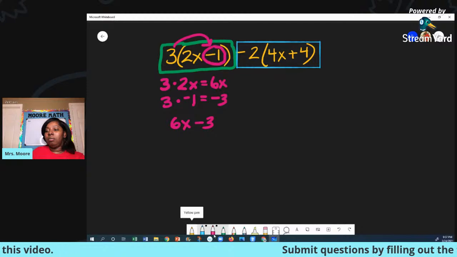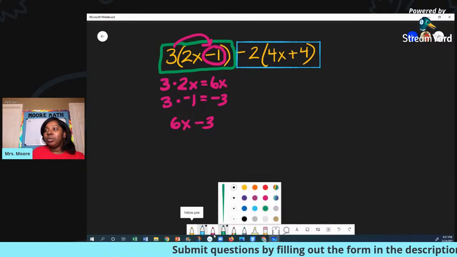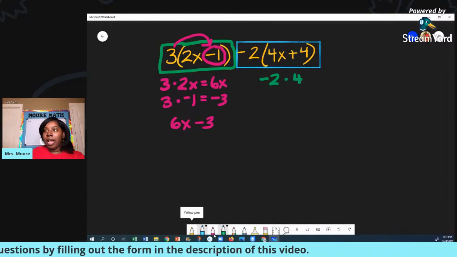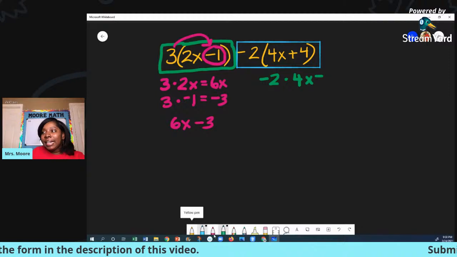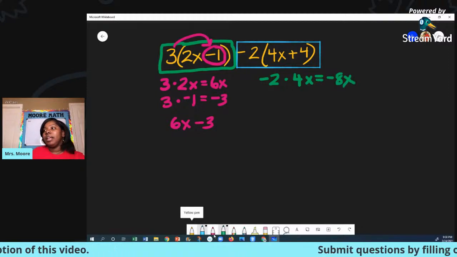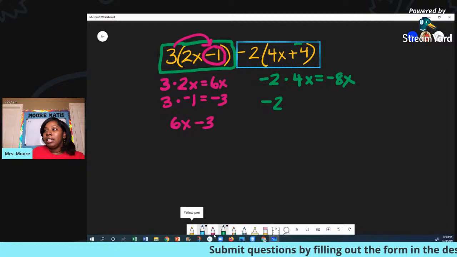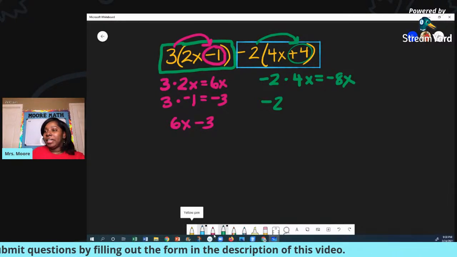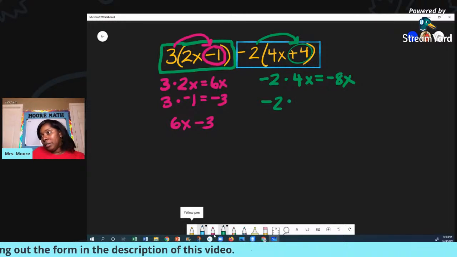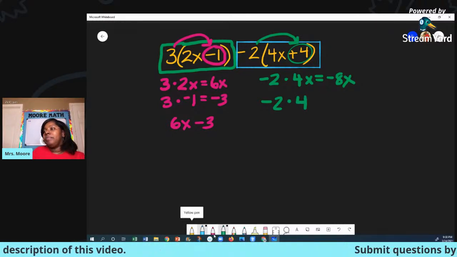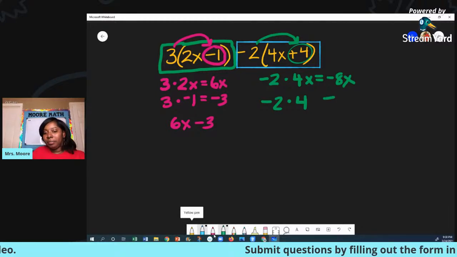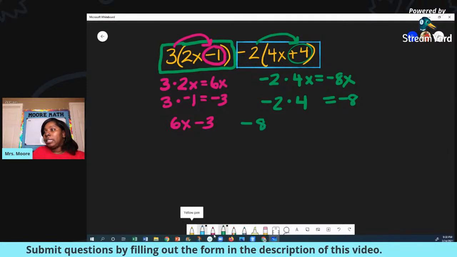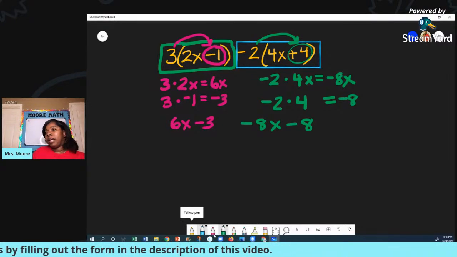Okay. What do I have over here? Negative 2 times everything in the parentheses. So negative 2 times 4x is a negative 8x. Negative 2 times 4. Don't forget about that. Okay, when you have your answer, you can put it in the comments. I'm going slow so you have time to do it. Okay, negative 2 times 4 is a negative 8. So we have minus 8x minus 8.